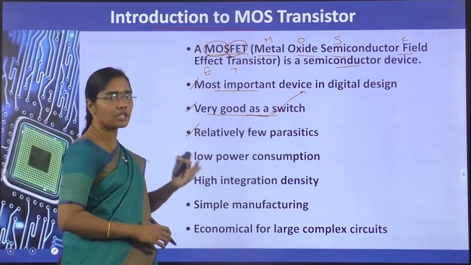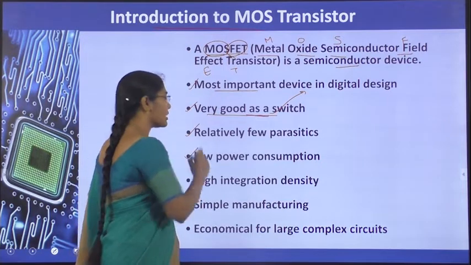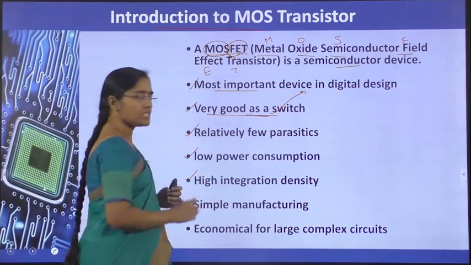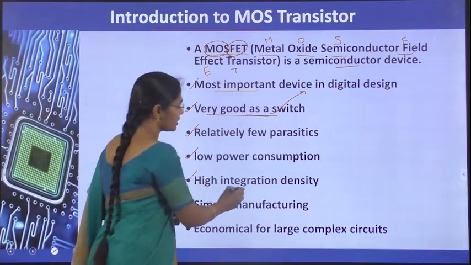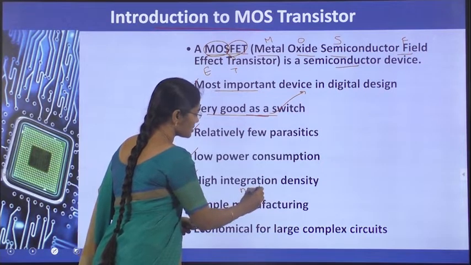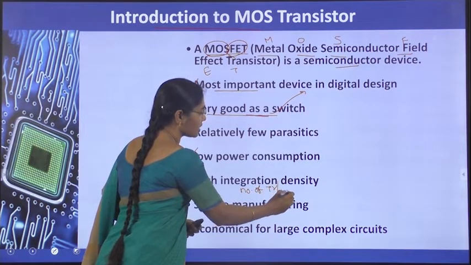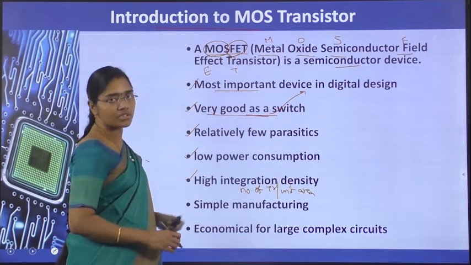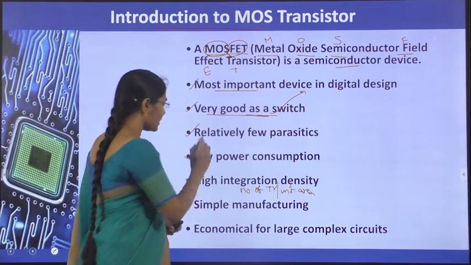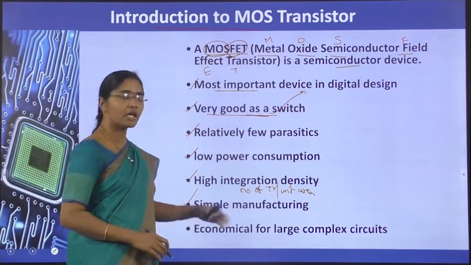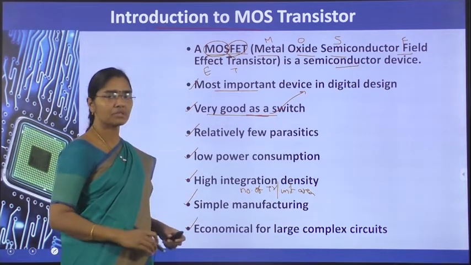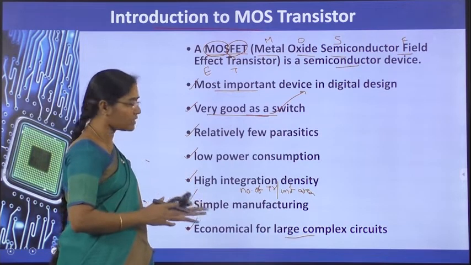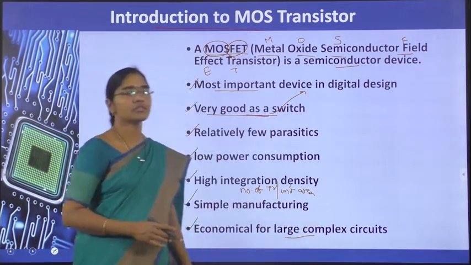It has relatively few parasitics, therefore delay is less and power consumption is also less, and it has high integration density, that is, the number of transistors per unit area is also more. Its manufacturing is simple and economical also because of mass production, and it is cheaper for large complex circuits.